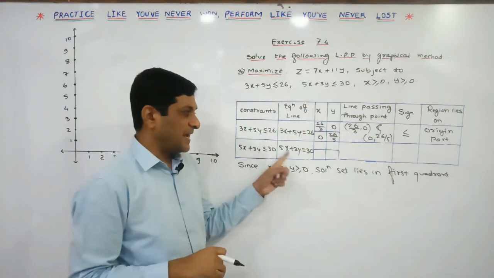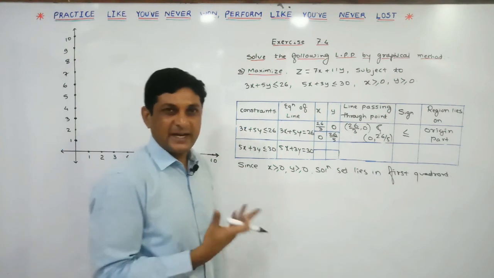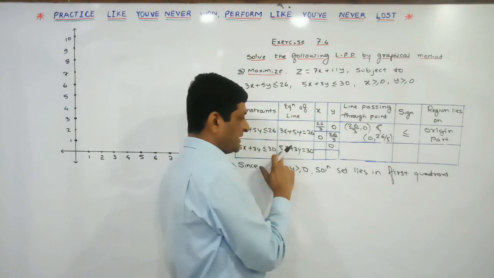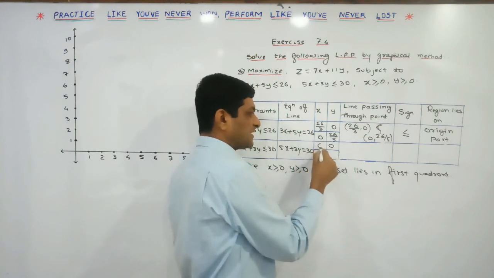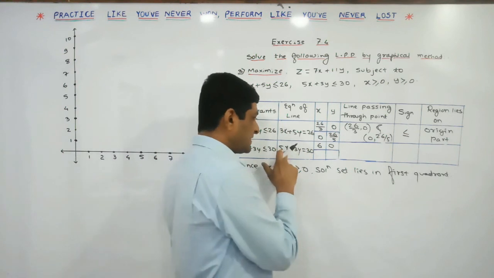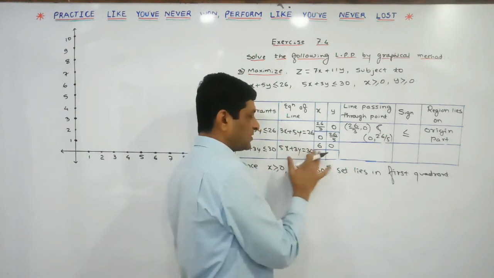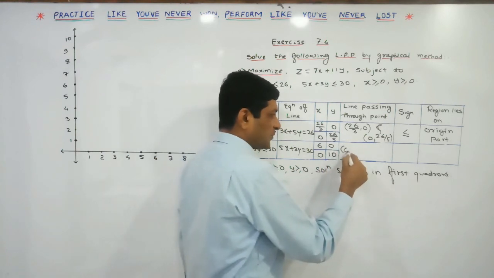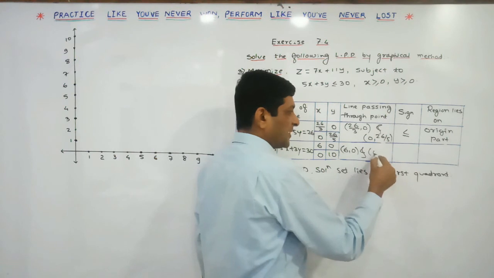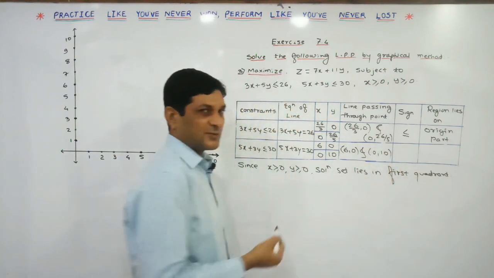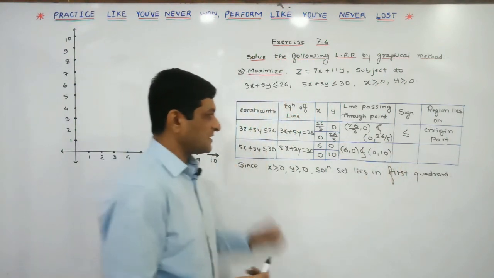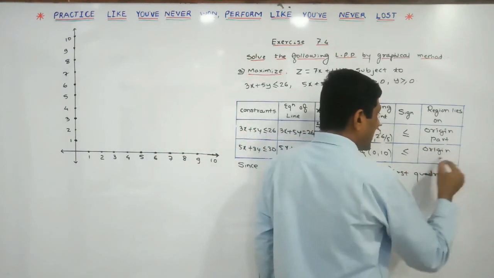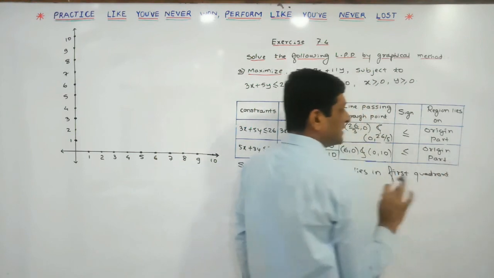Now observe the second line. To draw the line, again find the coordinates of 2 points on the line. Replace y is equal to 0. What will we get? 5x is equal to 30, meaning x is equal to 6. Then substitute x is equal to 0, this term will become 0. 3y is equal to 30 means y is equal to 10, so the coordinates of the first point on the line are 6 comma 0 and the second point is 0 comma 10. In this case also, which sign appears? Less than or equal to. Less than or equal to means we can say that the origin side part will be our solution set.